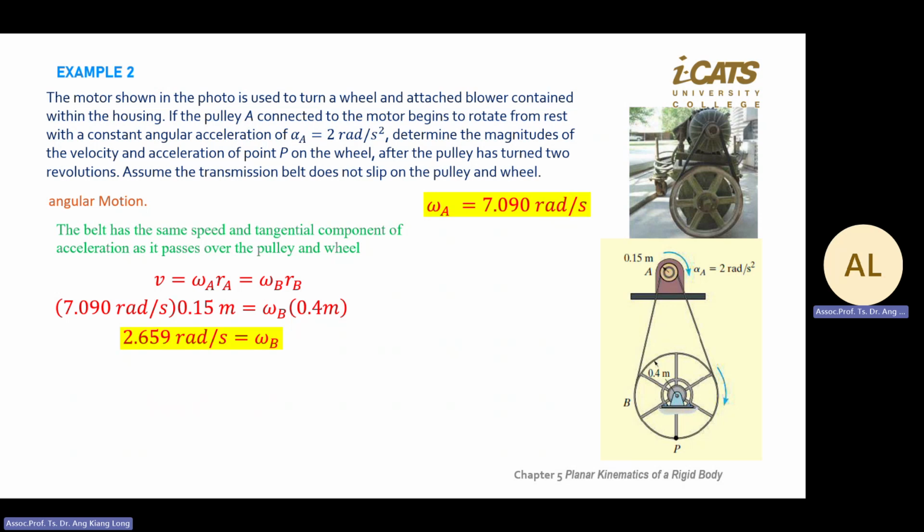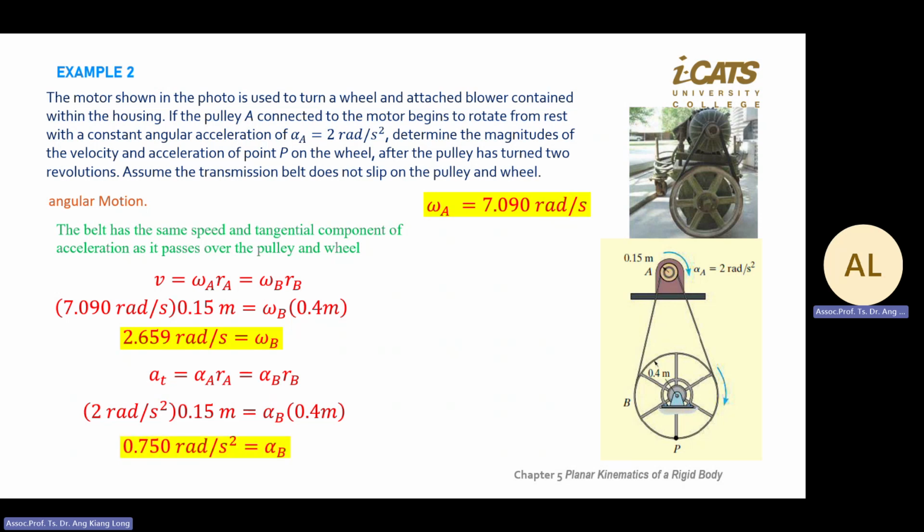So once you have the omega, you can do acceleration. Acceleration A you have, you can do B. So acceleration is also the same, because the belt does not slip. So acceleration, velocity always the same. If you're connecting with the belt, the velocity magnitude is also the same because the tangent direction is also the same. So AT equals alpha R, alpha A rA will be the same as alpha B rB. So alpha A is given in the question, 2 radian per second square. R is given in the diagram. Alpha B, you don't know. RB is given in the diagram, so there's only one unknown, alpha B. So alpha B equals 0.750 radian per second square.